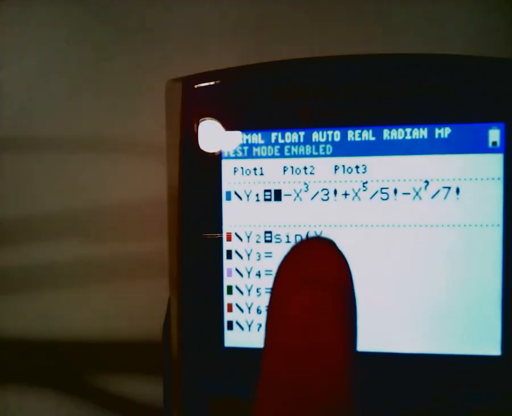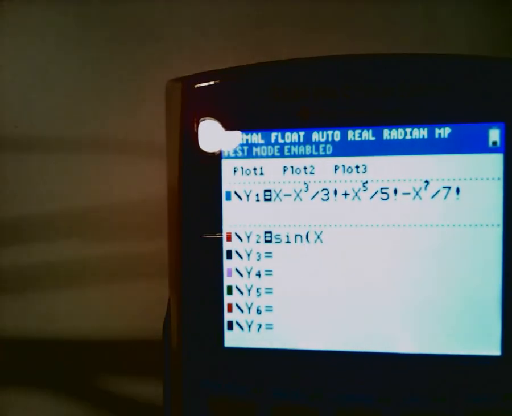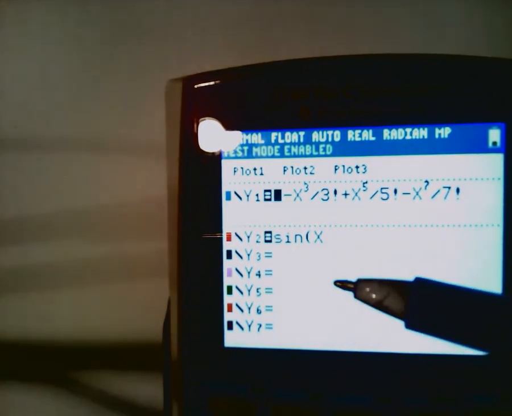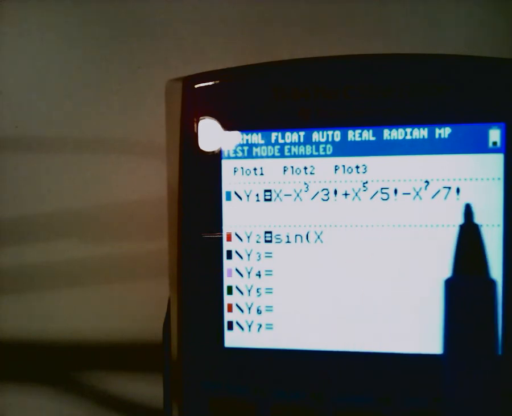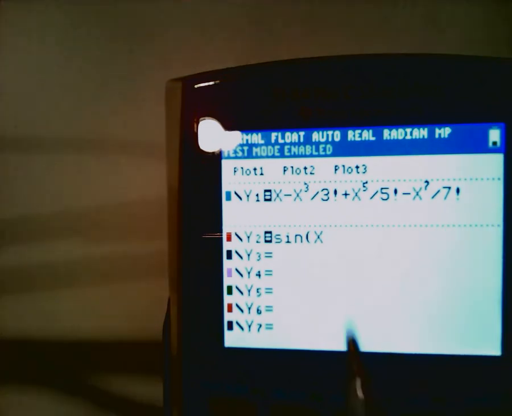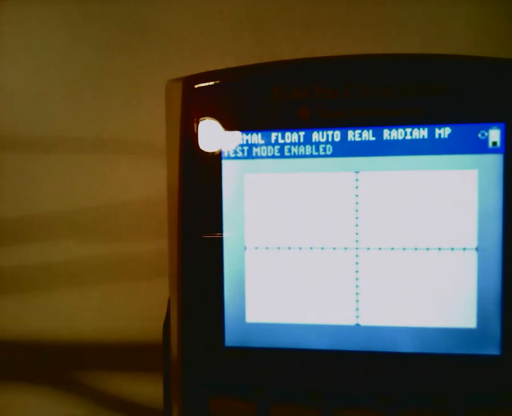So what I'm telling you is that this series should look like sine x. Now, the little caveat is that it will look exactly like sine x if I had infinitely many terms in this polynomial. So if I kept going, plus x to the 9th over 9 factorial, minus x to the 11th over 11 factorial, and continued that pattern forever, it would look exactly like sine x. But even with just 4 terms, you will be able to see the similarities.